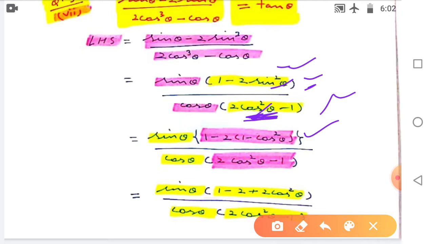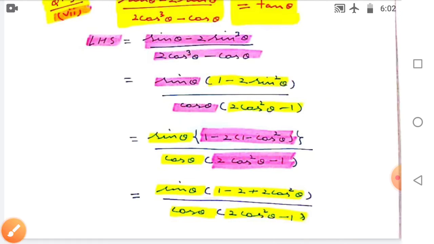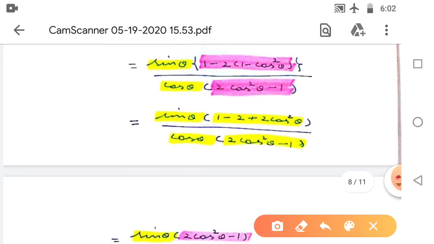Clear? So we write this sin square theta as 1 minus cos square theta, and 2 is already there. So finally it becomes like this. Look at this: 1 minus 2 plus 2 cos square theta. When you multiply this 2 with 1 minus cos square theta, and in front of 2 there is a minus sign, the internal signs will change. This minus becomes plus.